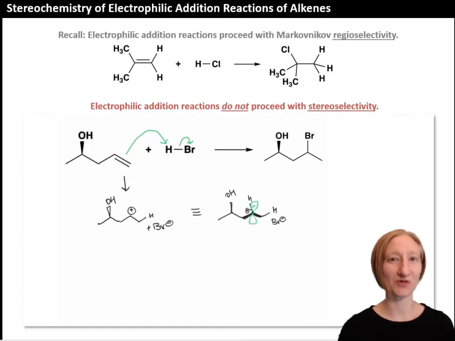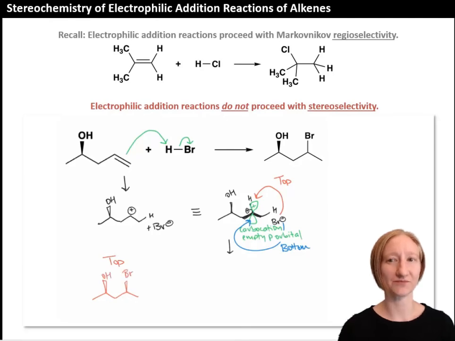With this empty p orbital sitting above and below the plane, this means that bromine or bromide can now attack on the top face or the bottom face. When it attacks from the top face, the bromine will be pointing up or will be on the same side as the OH group. And when it attacks from the bottom face, the bromine will be pointing back or on the opposite side as the OH group. The two products that we form then have one stereocenter that's the same and the other stereocenter is inverted. So these two products are diastereomers.